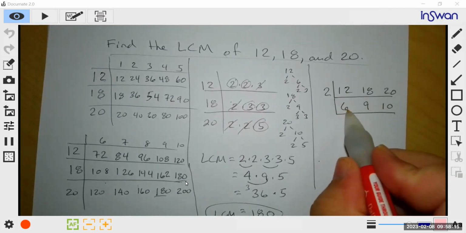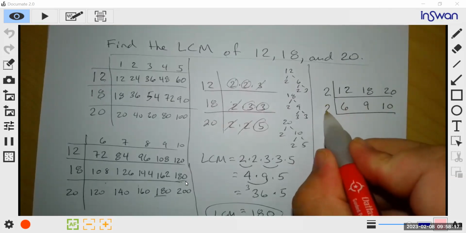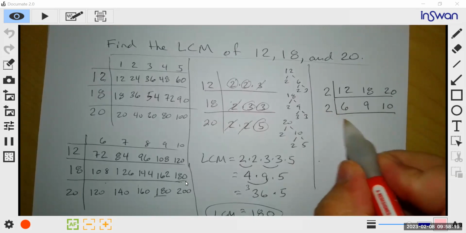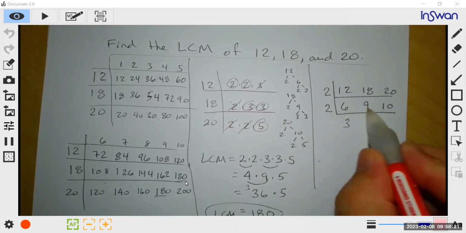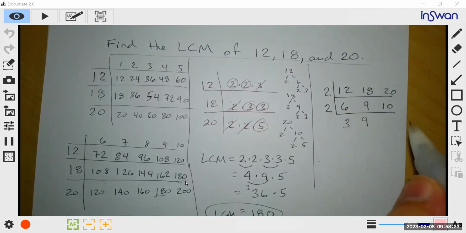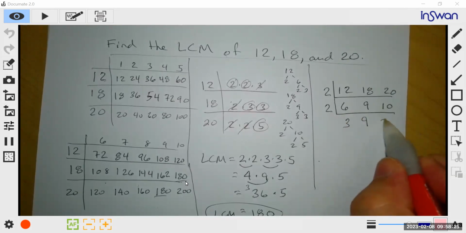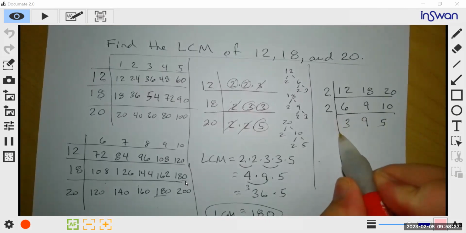What's the smallest number that goes into 6? 2. 2 goes into 6 3 times. 2 doesn't go into 9. 2 goes into 10 5 times.